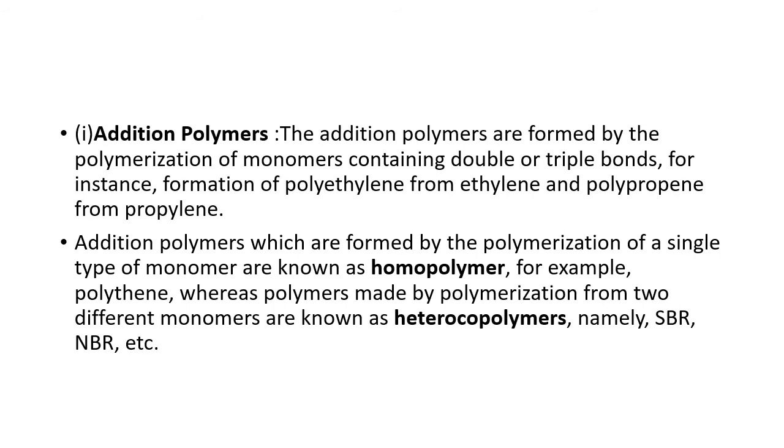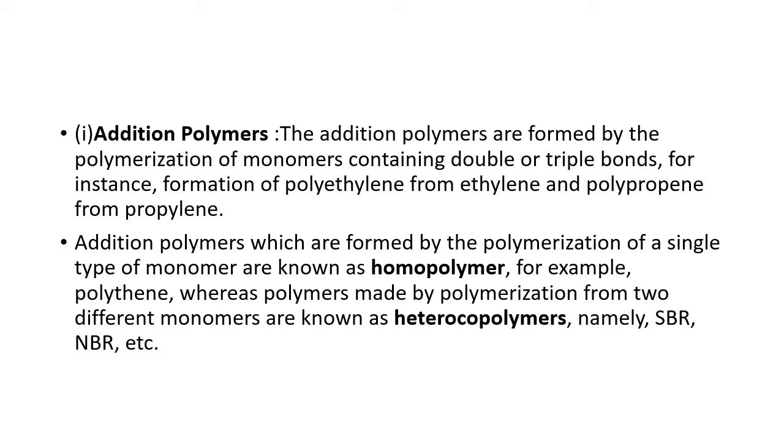Now what are these addition polymers? The addition polymers are formed by the polymerization of monomers containing double or triple bonds. For instance, formation of polyethylene from ethylene and polypropylene from propylene. And those addition polymers which are formed by the polymerization of a single type of monomer are known as homopolymers. For example, polythene.